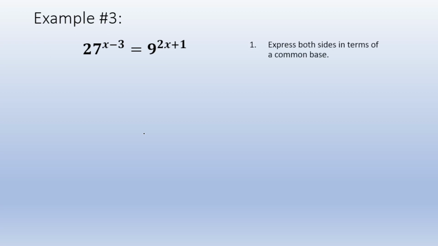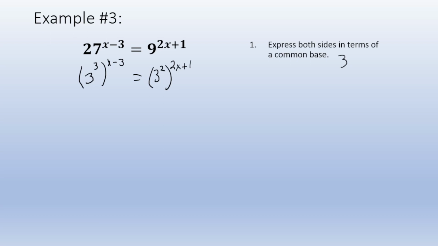Let's kick it up another notch. Here we have the equation 27 to the x minus 3 power equals 9 to the 2x plus 1. Now, once again, we want to express both sides in terms of a common base. Now, here, there's a bit of a challenge because 27 cannot be expressed as an integer power of 9. However, 27 and 9 both have a common base. They're both powers of 3. So we can express both of these in terms of the base of 3. 27 is 3 to the third power. 9 is 3 to the second power.